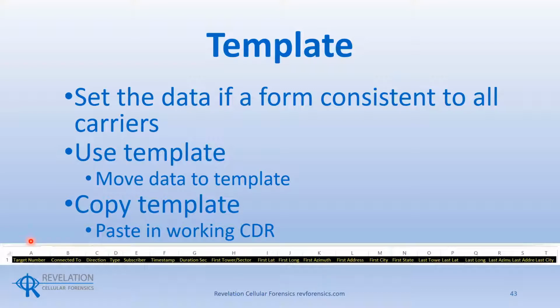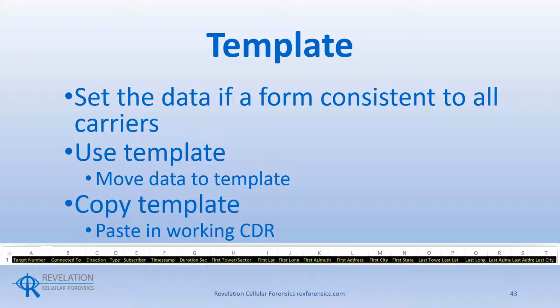Here we can see the headers for the template I use. The target number, connected to, direction, type, subscriber, timestamp, duration in seconds, and the first tower and sector. The first latitude, first longitude, first azimuth, first address, first city, and first state. Then it repeats for the last tower.